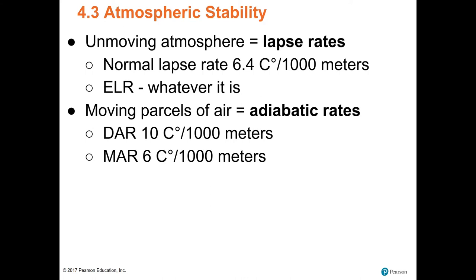However, once the parcel cools to dew point, and here's where we tie in the latent heat of condensation, once it cools below dew point, you'll get condensation. As the water vapor condenses, it releases heat. So you have a rising parcel of air that's expanding and cooling by 10 degrees, but once you get to dew point, it starts to release heat, about 4 calories of heat. So the moist adiabatic rate, once the parcel cools to dew point and condensation begins, is 6 degrees of cooling per 1,000 meters.